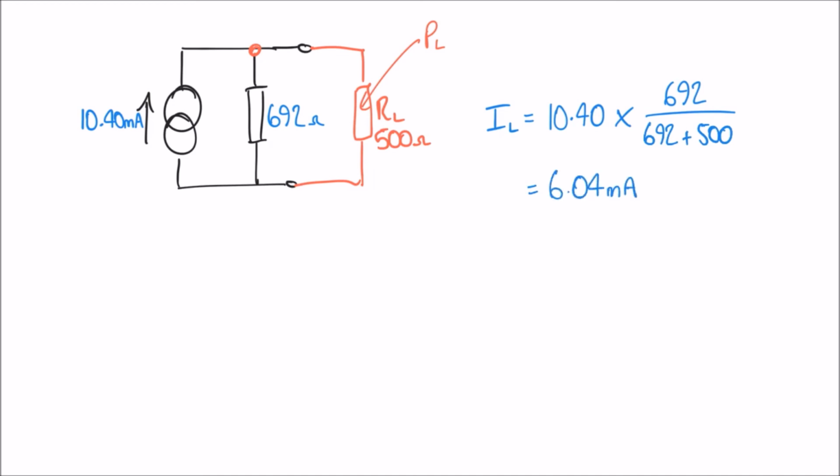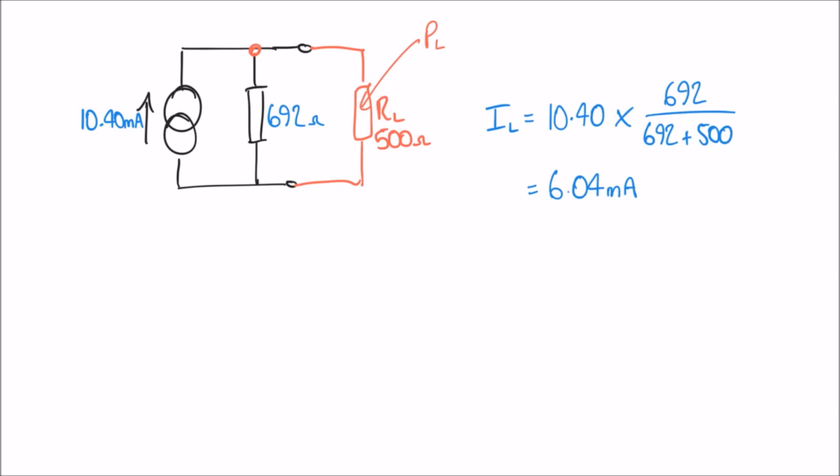Again, I'm happy to use milliamps here for the 10.40. I could express that as 10.4 times 10 to the minus 3, and I would get my answer as 6.04 times 10 to the minus 3. But I'm happy to know that if my initial current is in milliamps, then my answer will be in milliamps. So I'm not too bothered about that in this case.